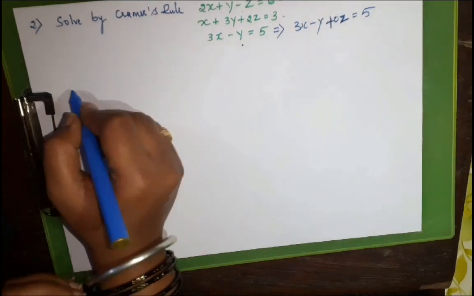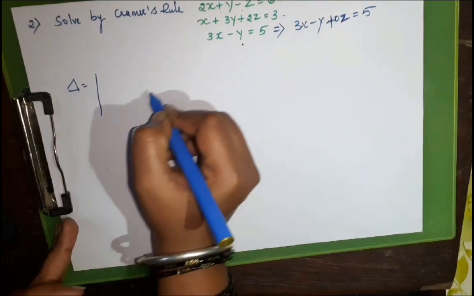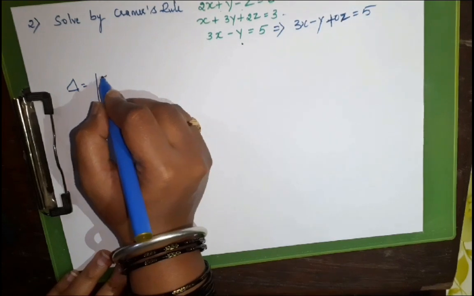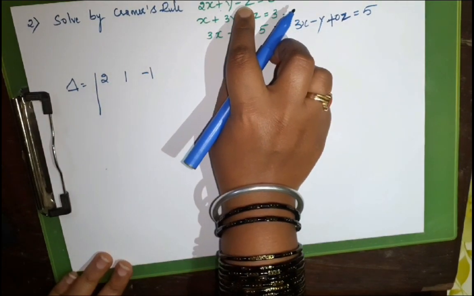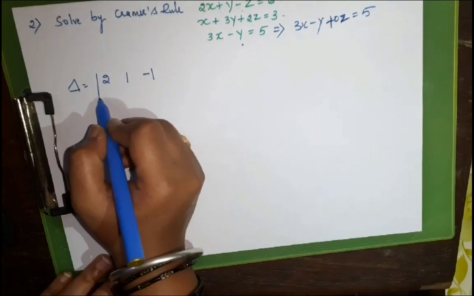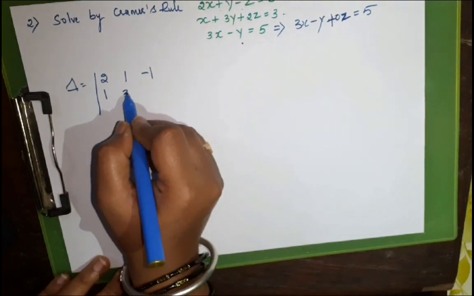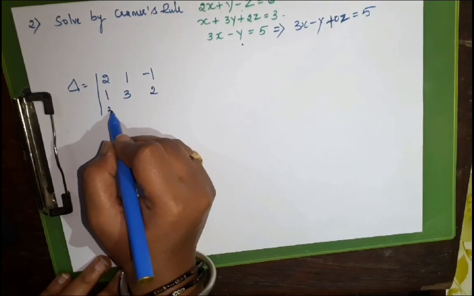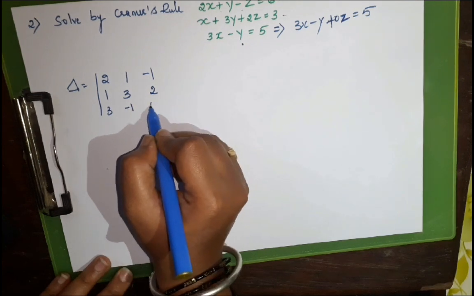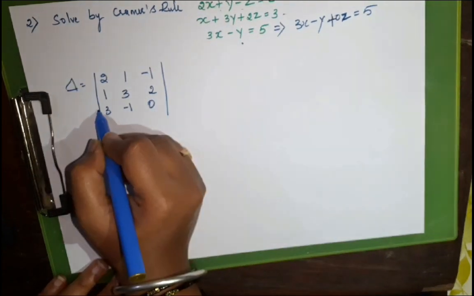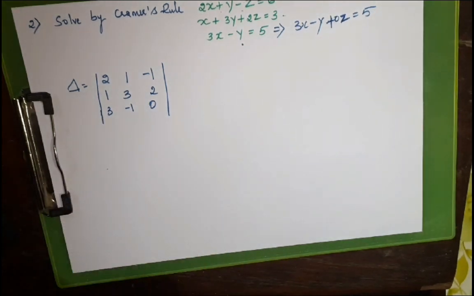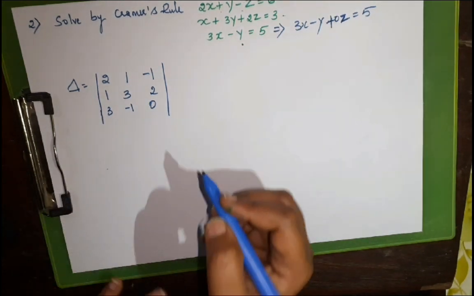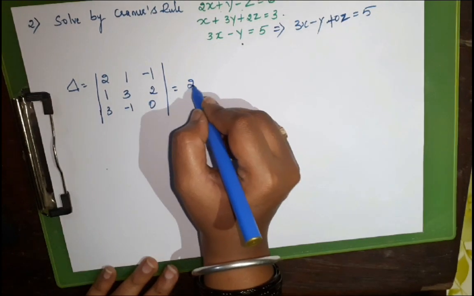So our delta value will become, delta is equal to, write all the constants, that is 2, 1, minus 1. We have minus z, so it is minus 1. Then 1, 3, 2. Then 3, minus 1, 0. So this is delta. And you know how to calculate the determinant when it is of the order 3 into 3, right? The same way here also you have to do it.